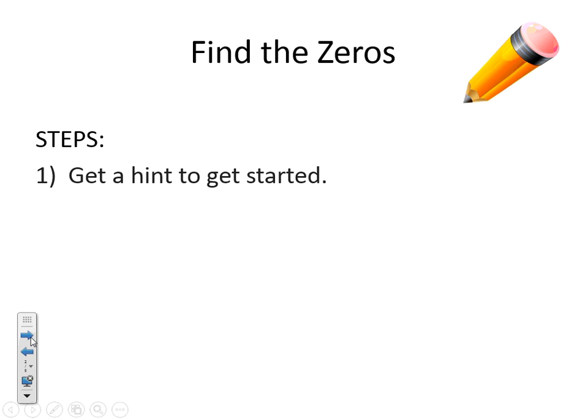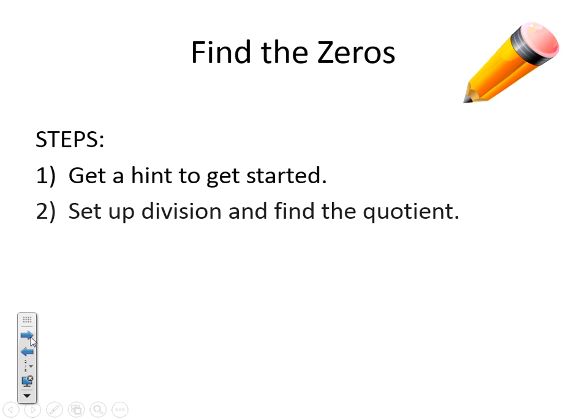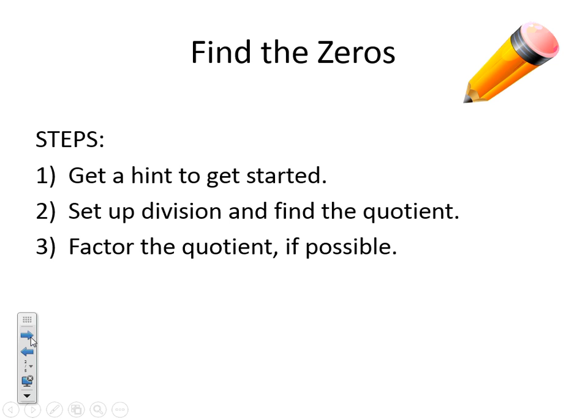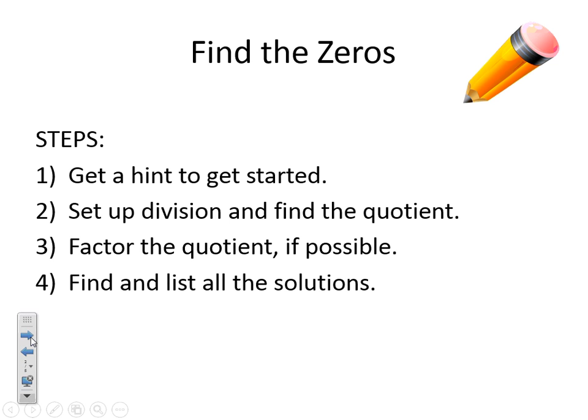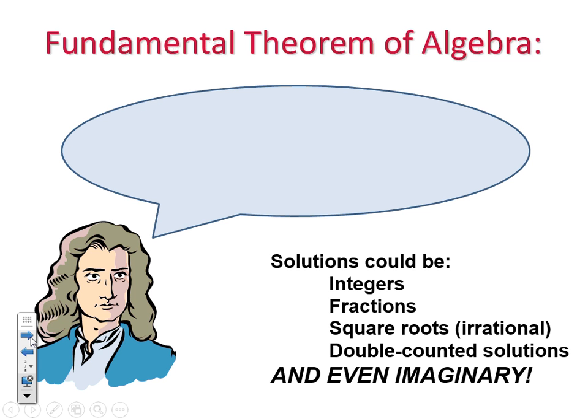We've been getting a hint to get started. So we need to figure out a way to get that number on the outside of our synthetic division to get this thing started. We then set up division and we find the quotient. And then we can factor the quotient if possible. And in the end, we want to make sure we find and list all of the solutions that we're looking for. So these are the steps that we've been going through.